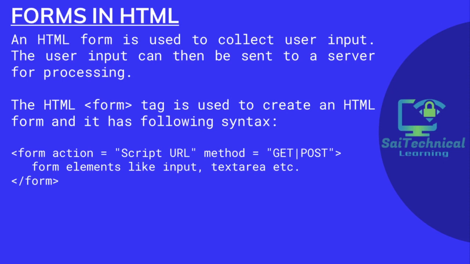The HTML form tag is used to create an HTML form, and it has the following syntax. For example, here we have the form tag followed by the attribute action equals to script URL. Here you write the URL of the page to which you want to send the content of that form, followed by the method, which is equal to get or post. You can use the get method as well as the post method for sending the data to a particular URL. And finally we need to close the form tag.